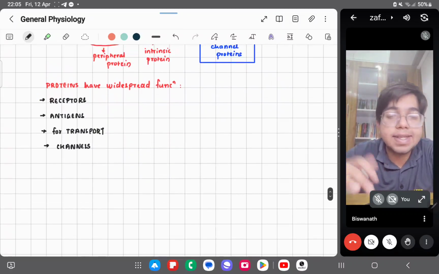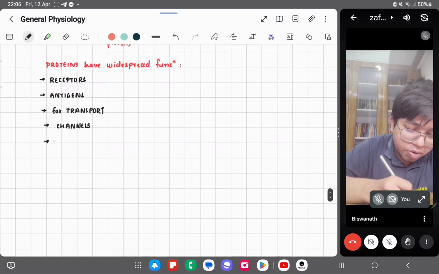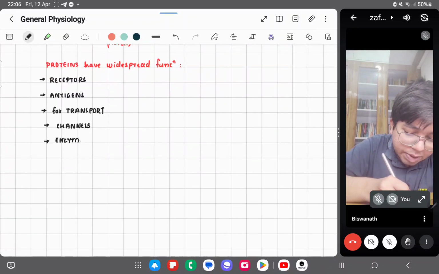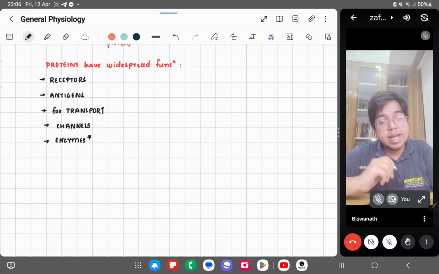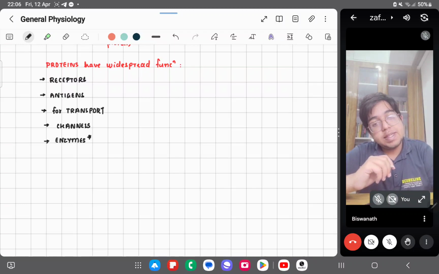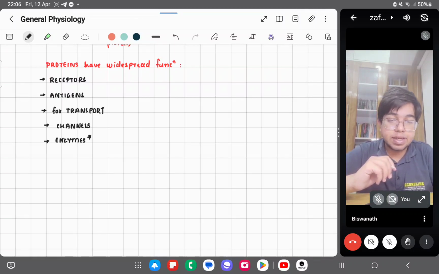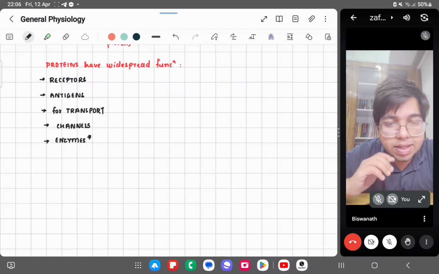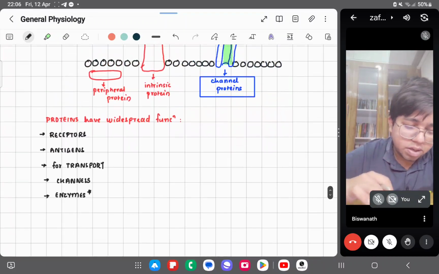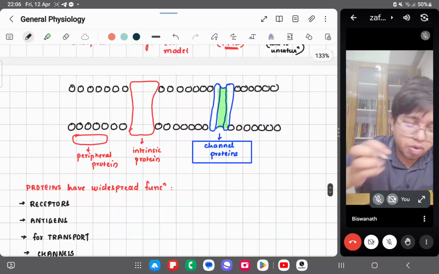And some proteins act as enzymes, very important. Almost all enzymes, I can say, are proteins, except your ribozyme, which is an RNA enzyme. So these are the things which are present, this work of proteins and all.